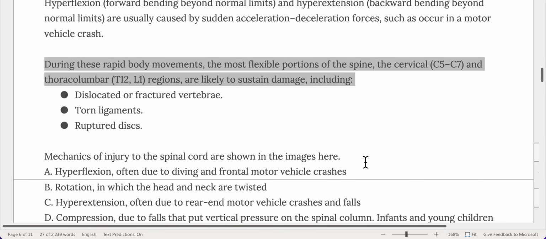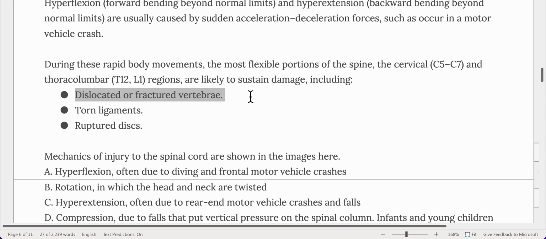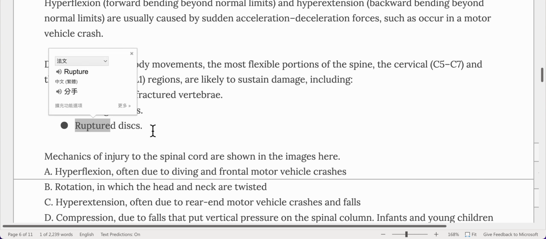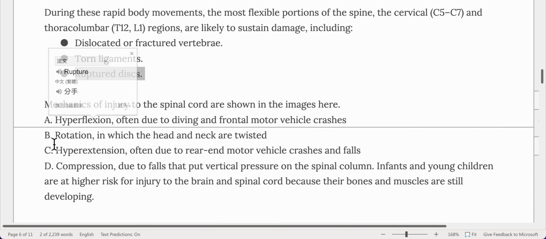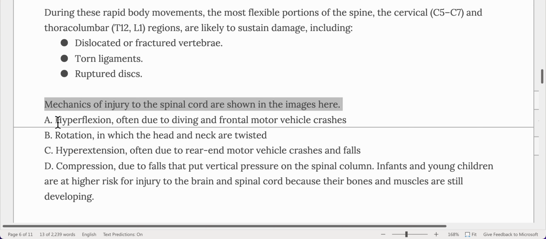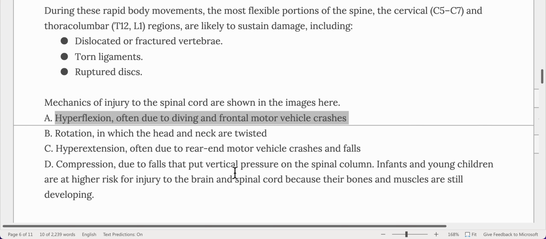During these rapid body movements, the most flexible portions of the spine, the cervical, C5 to C7, and thoracolumbar, T12 to L1 regions, are likely to sustain damage, including dislocated or fractured vertebrae, torn ligaments, ruptured discs. Mechanics of injury to the spinal cord are shown in the images here.